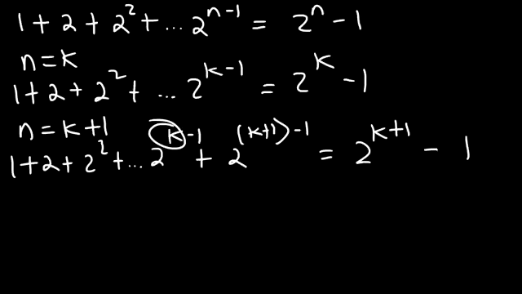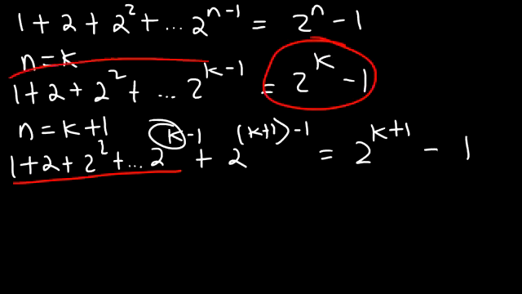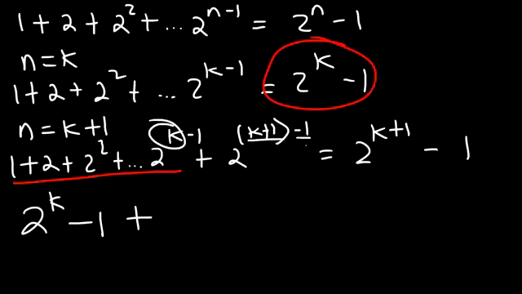The first thing we need to do is replace this expression with 2 raised to the k minus 1, because they're equal to each other. So we're going to have 2 raised to the k minus 1 plus 2 raised to the k. The 1's cancel. 1 minus 1 is 0, so that becomes 2 raised to the k power.